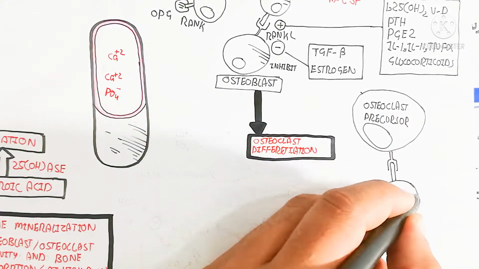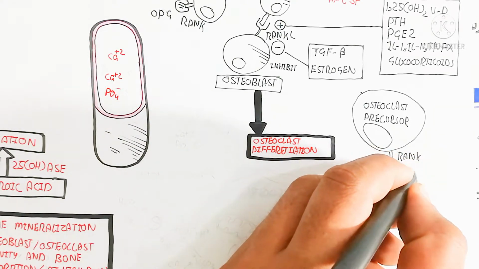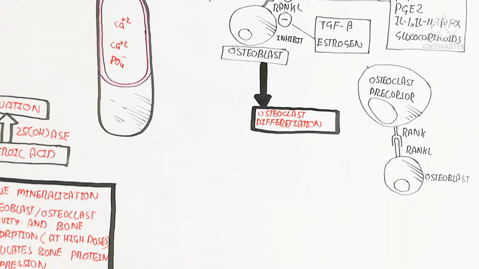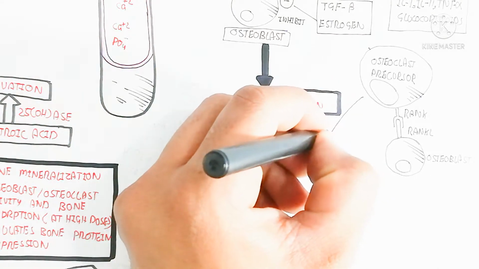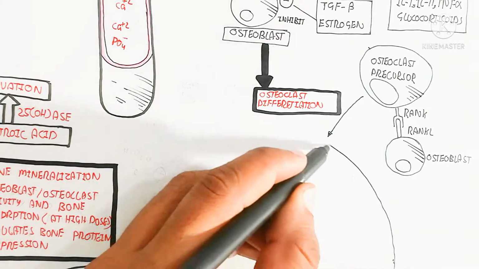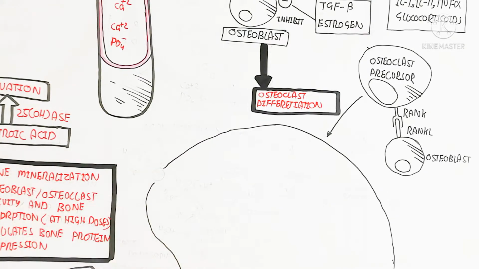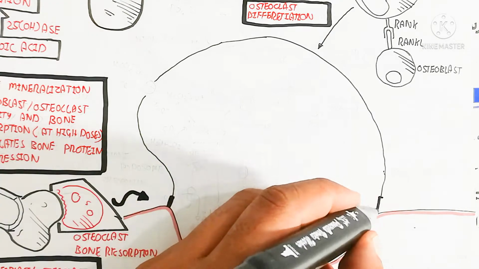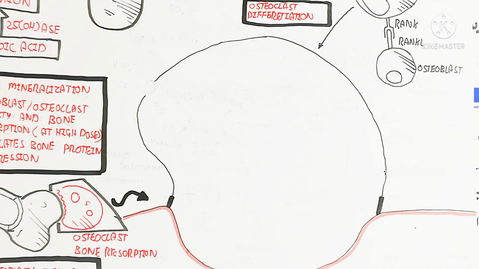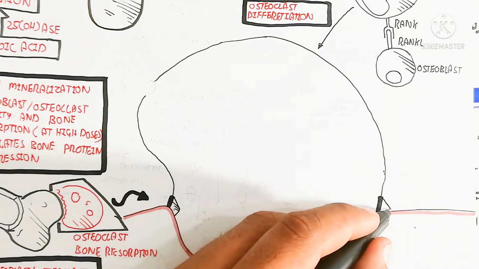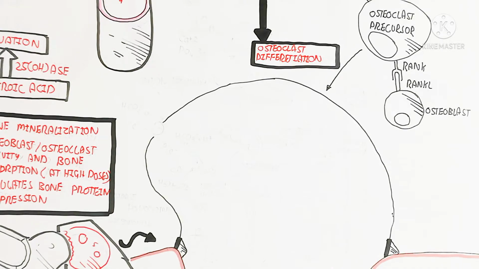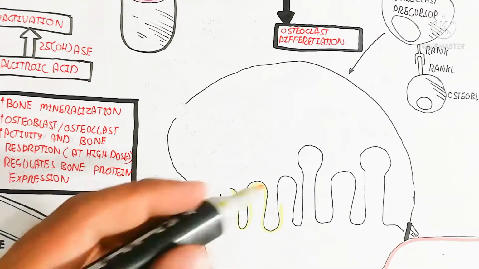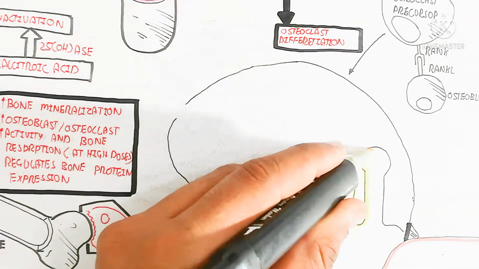Here is the osteoclast precursor. This osteoclast precursor will bind with RANK and RANKL through an osteoblast. This interaction will lead to proliferation of the osteoclast, and OPG will not bind. If OPG binds with a RANK receptor, RANK molecule, after this binding it will inhibit bone resorption, while when OPG does not bind, bone resorption will occur.